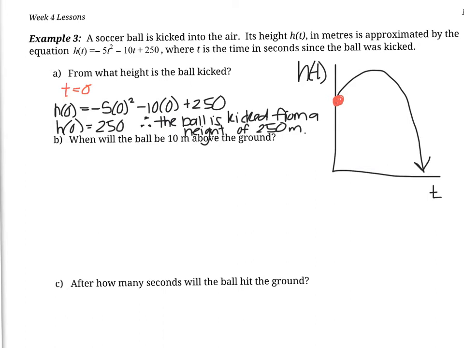So we're going to write a concluding statement, because that's important because it's asking us a question. From what height is the ball kicked? The ball is kicked from a height of 250 meters. Let's try the next one.